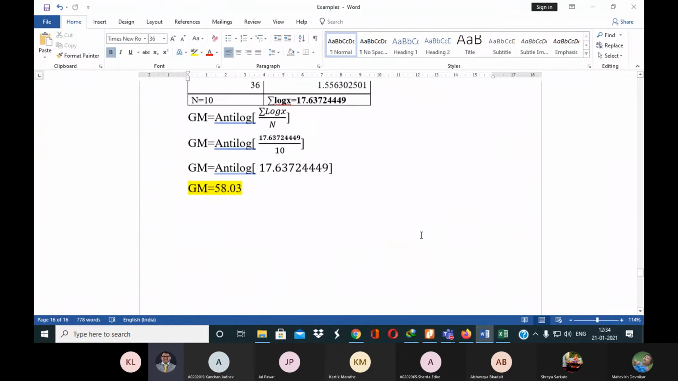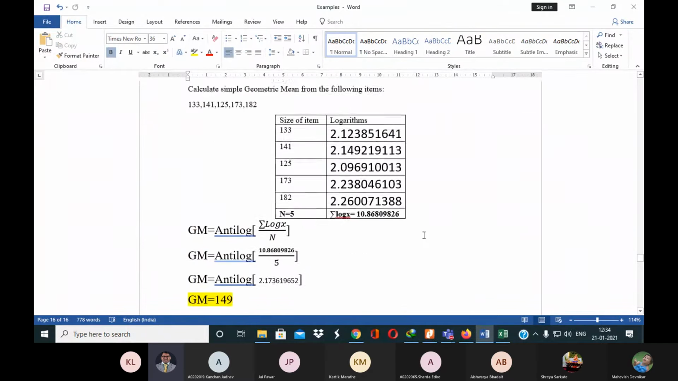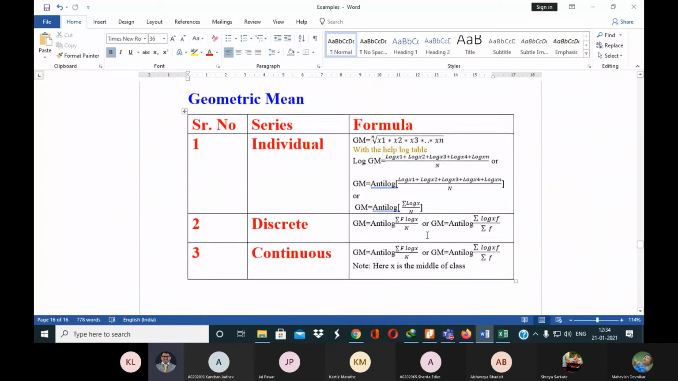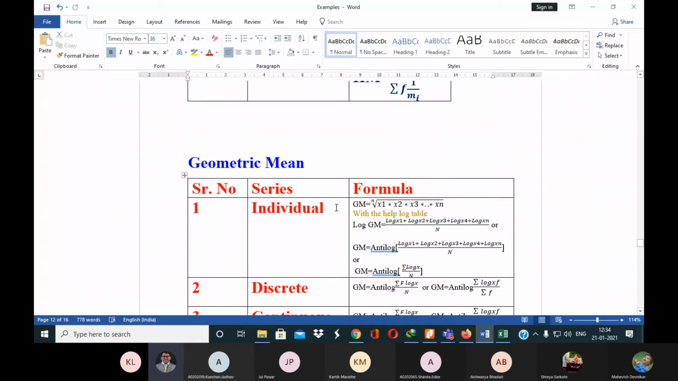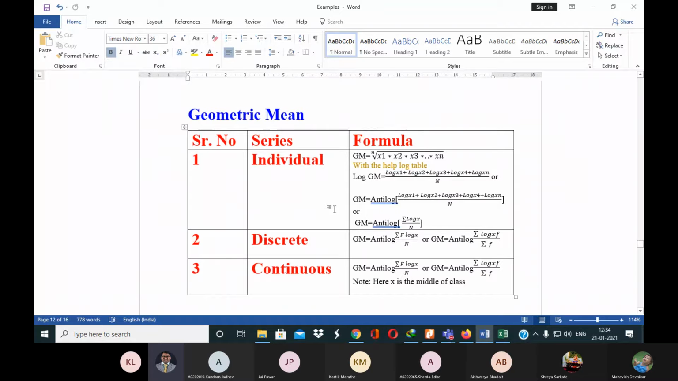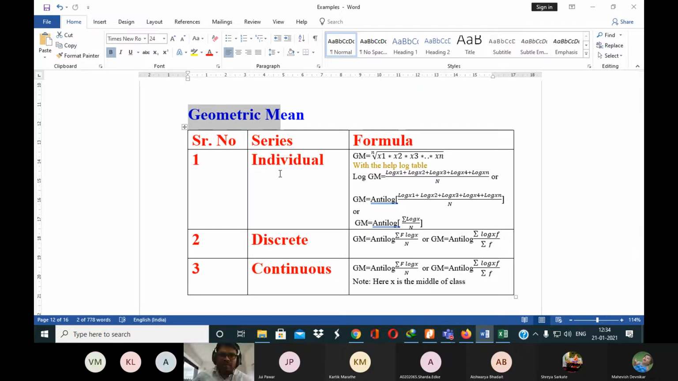Okay, so look at this. Yesterday, in the previous lecture, we have seen how to calculate the geometric mean. These are the formulas. The importance of the geometric mean is very high as compared to the remaining means, because it is used in financial calculations, like in your share market.